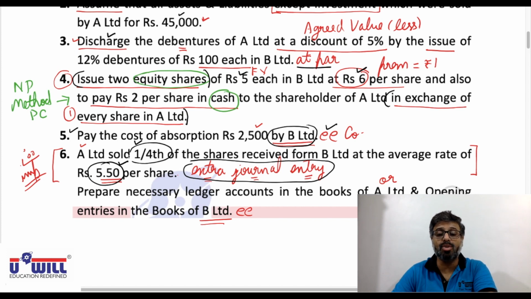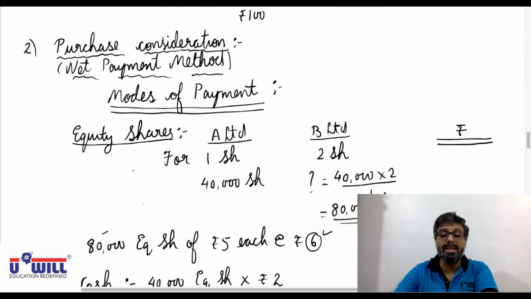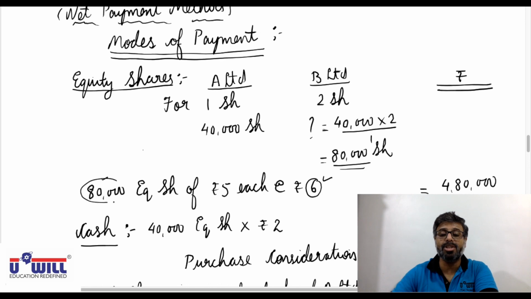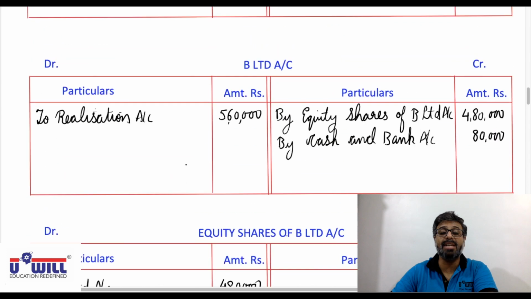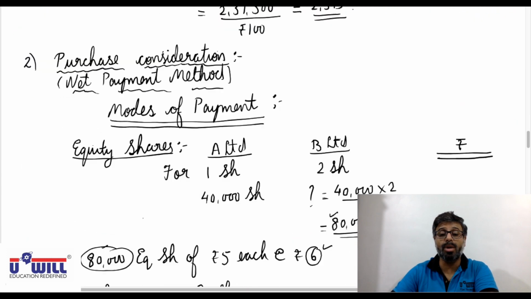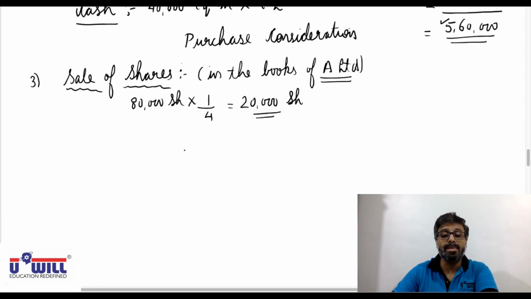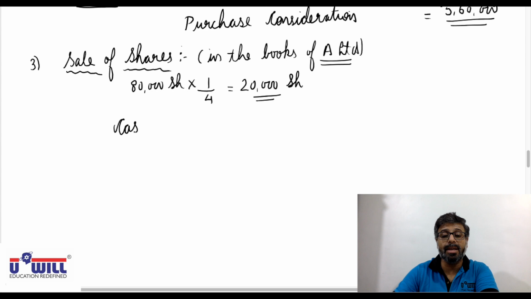1/4 of the shares are sold. How many shares are received? 80,000 equity shares are received from the transferee company, as we calculated. How many are sold? 1/4 of the shares. So 80,000 shares received multiplied by 1/4: 20,000 shares are sold.